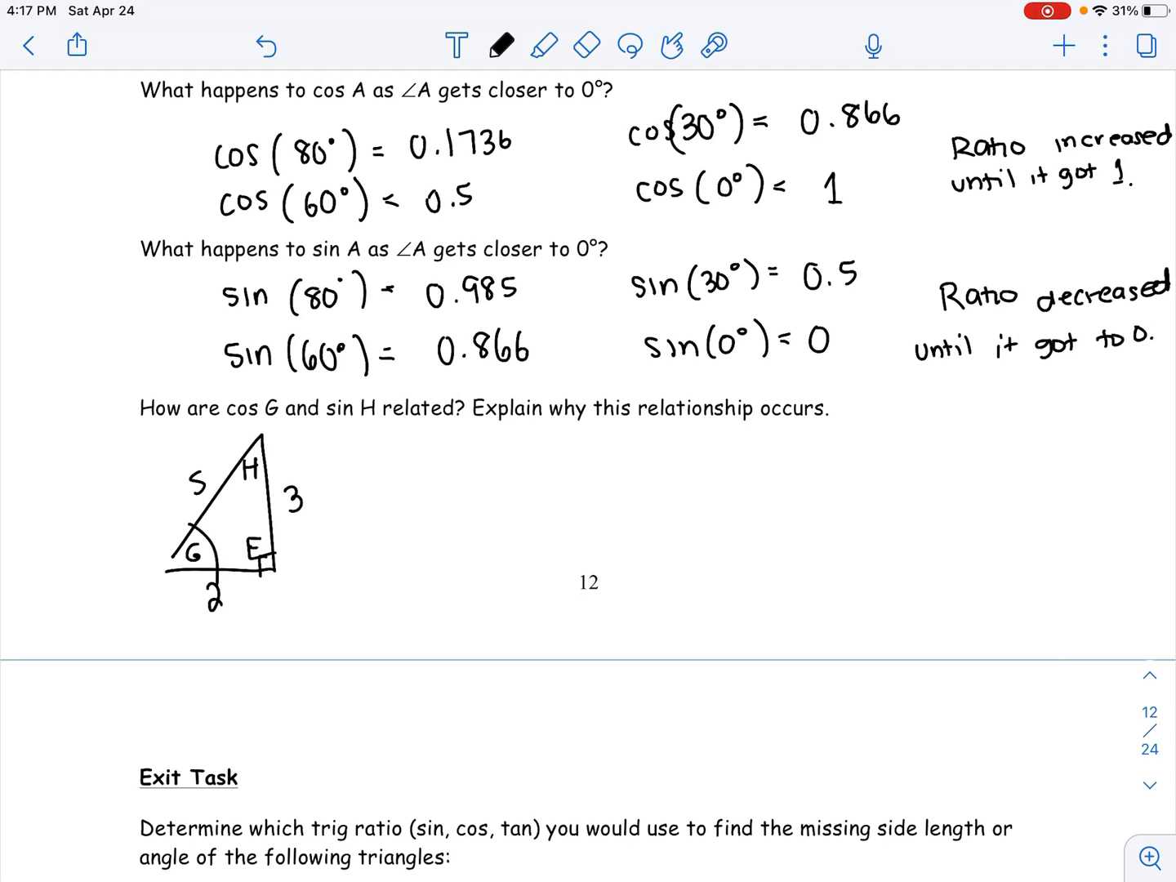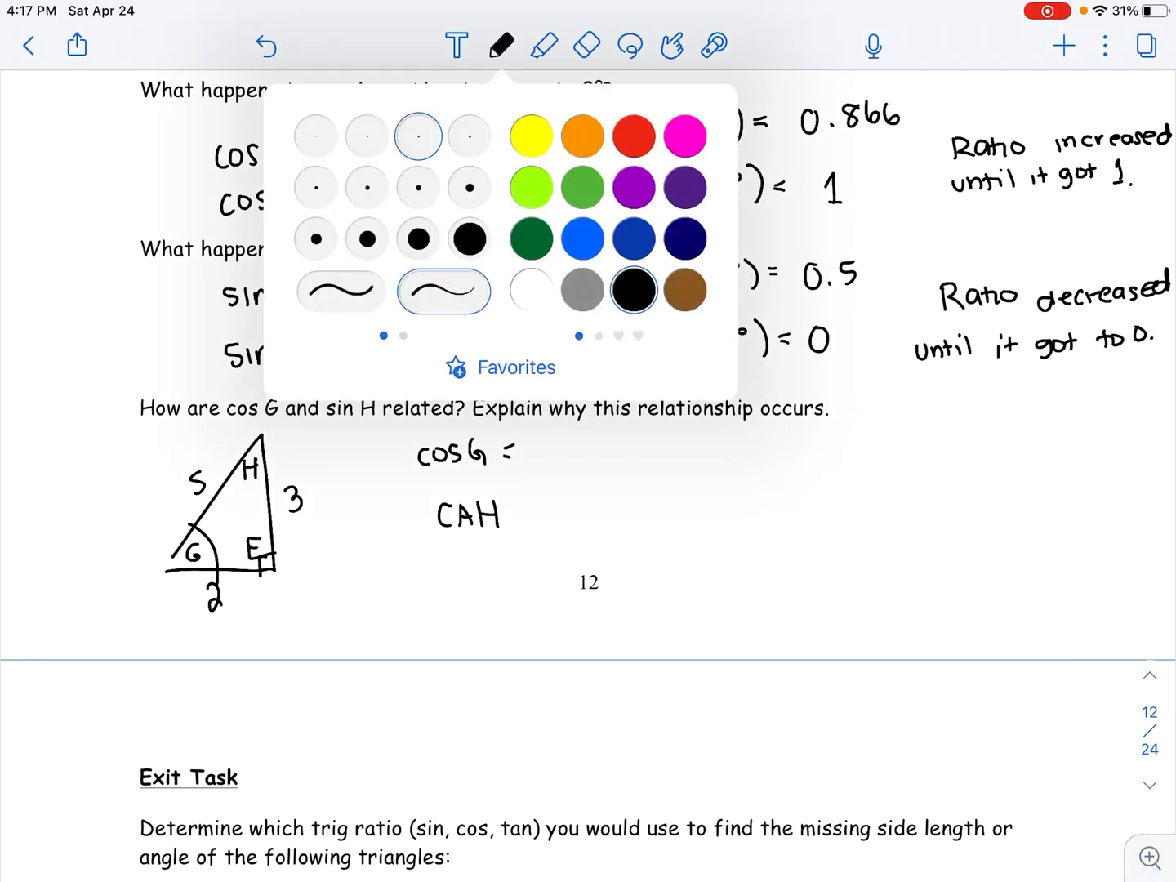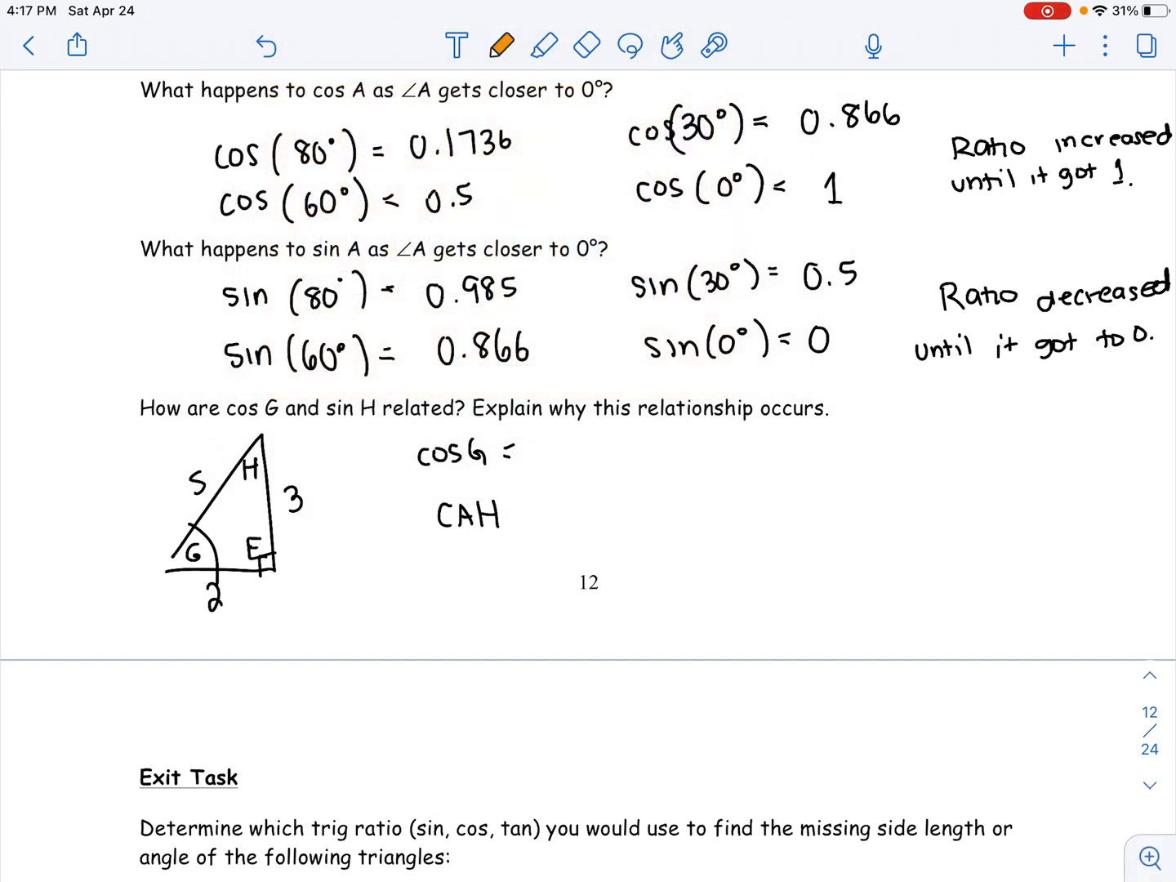So cos G is looking from this angle. That's where you have to use CAH. So remember CAH, adjacent over hypotenuse. So I'm going to label my triangle. If I'm labeling my triangle from G, then this is my hypotenuse, always the longest side. The other leg coming out of it is always your adjacent, and this is your opposite. So cos is equal to your adjacent, which is 2, over your hypotenuse, which is 5.